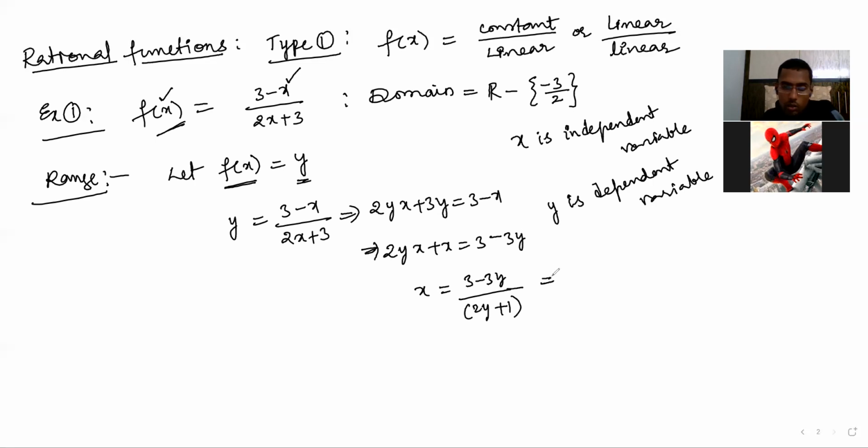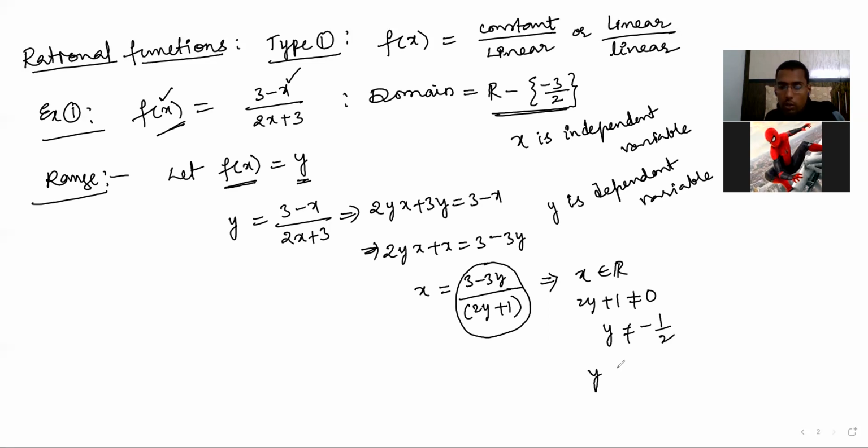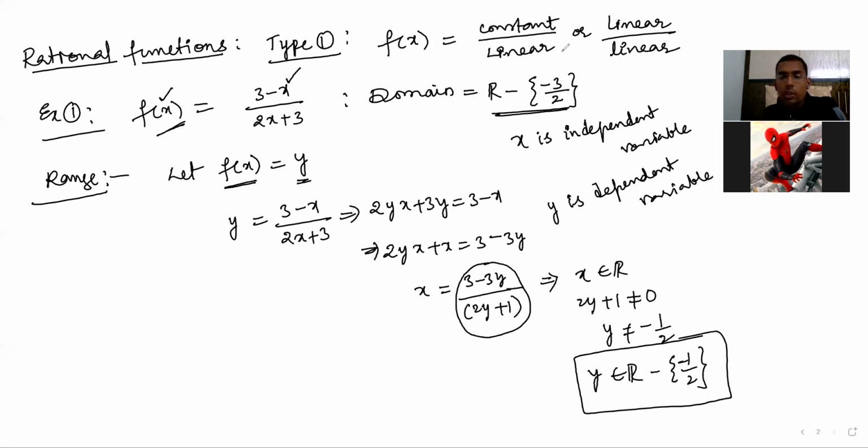Now x is real. We know x is real, but not minus 3 by 2. So obviously, x being real means this expression should be real. For this to be real, 2y plus 1 should not be equal to 0. That means y should not be equal to minus 1 by 2. That means y can be any real number, but not minus 1 by 2. This is how you find the range for this kind of question: constant by linear, or linear by linear. This is what we discussed last time.